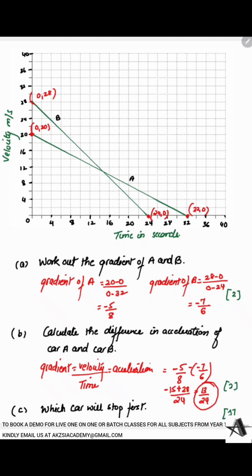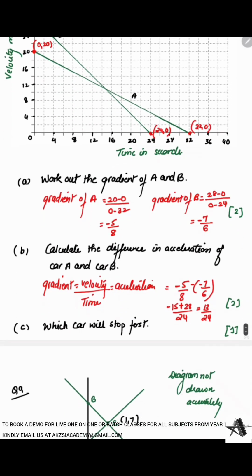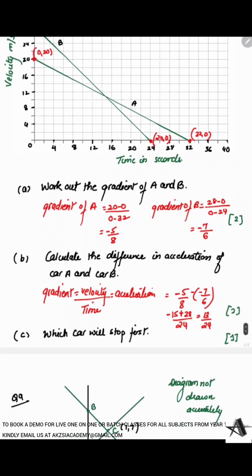Which car will stop first? Obviously, which one is stopping first? This one stops first before this one. So what you can say is car B will stop first.